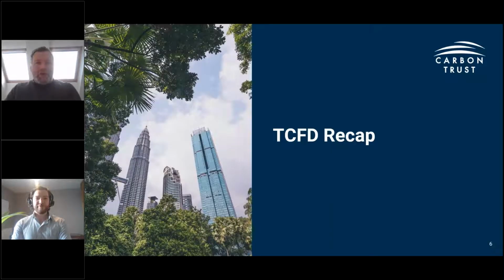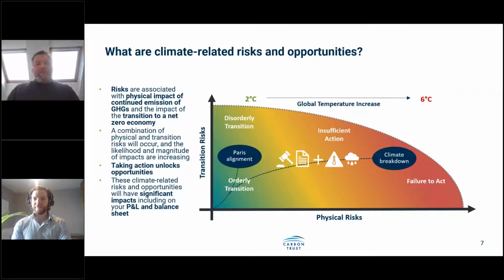So now let's move on to a quick recap around TCFD. The first thing is really just to get orientated about what climate-related risks and opportunities are. If you look at this chart on the right, what we've tried to do is show the 2 dimensions of climate risks that a business may be exposed to. On the bottom axis, we have physical risks, and physical risks are directly correlated to the actual global temperature.